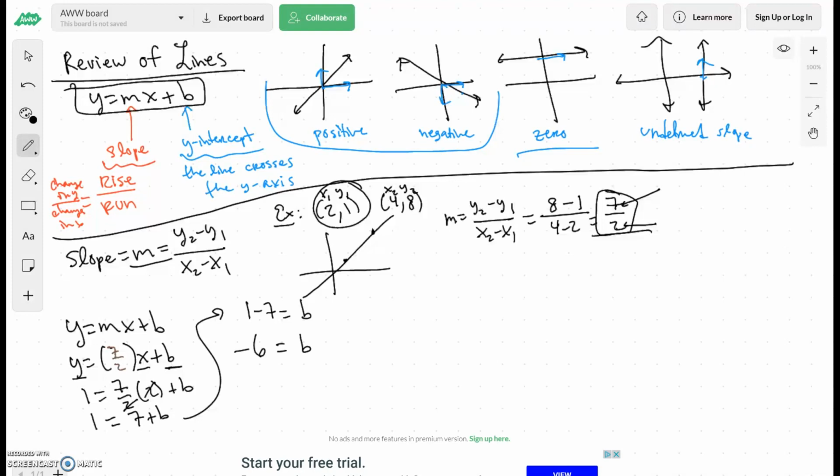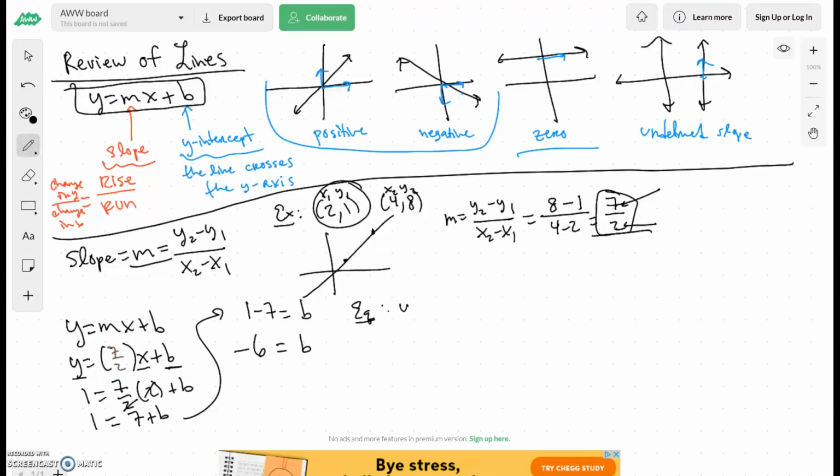So my equation of the line is now y equals m, which is 7 over 2, x, plus b, which is negative 6. So this is my equation of the line, and this line contains both of these points.